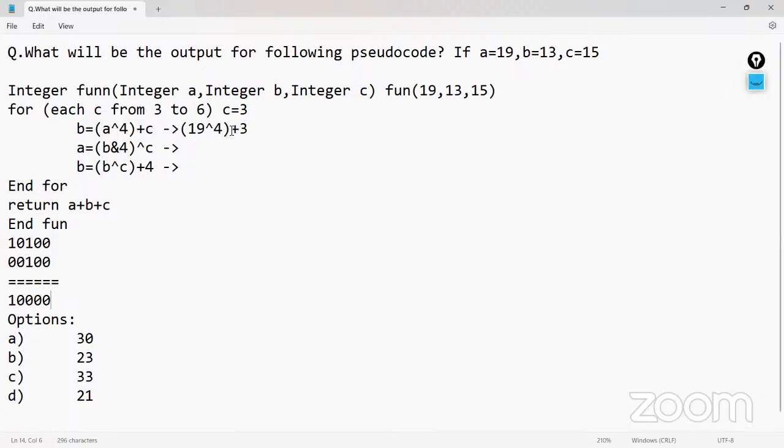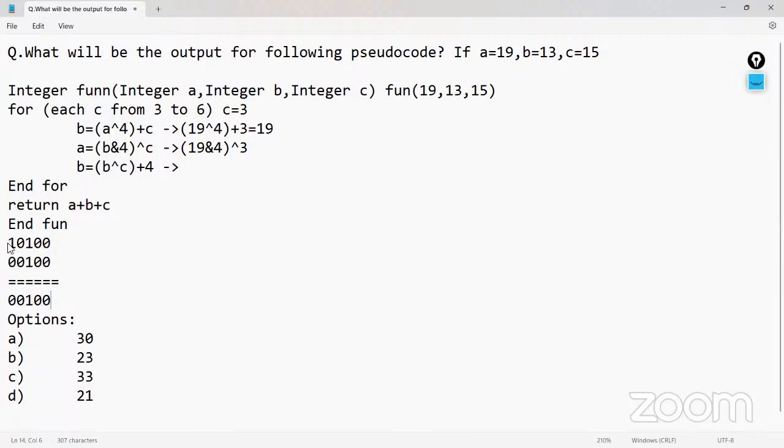So 19 XOR 4 is 16, plus 3, and here the value of B becomes 19. Now again the value of A changes. What is that? B means the updated value, 19, and 4, XOR C. C is 3. Write it here. First, let us calculate 19 and 4. Applying the same operation, the answer will be 4. Now we are going to calculate 4 XOR 3.